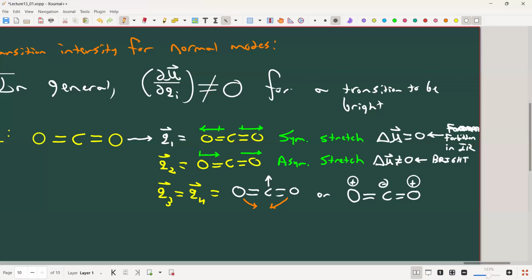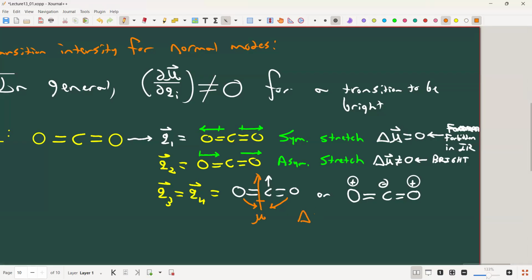And then what about the bend? Well, it's exactly the same thing. Here I've broken the symmetry again, right? But not exactly in the same way, right? These 2 bonds are still the same, but now what I've done is induce the dipole moment in this direction instead, along this direction. Right? I've moved the negative charges down and the positive charge up. So this induces a dipole in this direction. The delta mu for this is not equal to 0. And so this is bright as well.